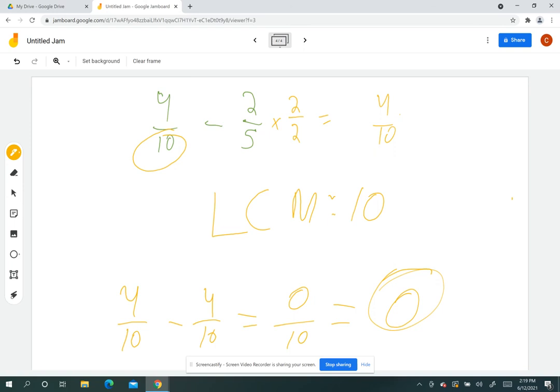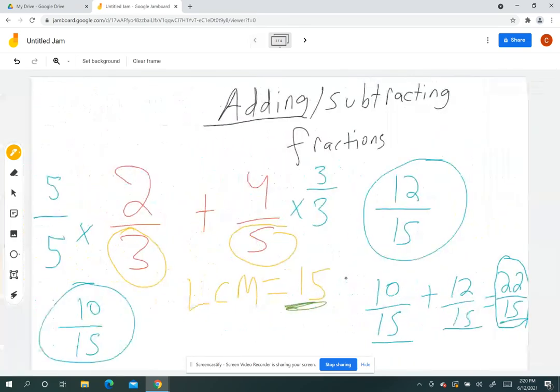So as you can see, when we subtract, we also do the same thing we did when we add. Obviously, at the end, we just subtract. So we find our least common multiple, we multiply our fractions so each denominator is the least common multiple. I always remember what I do to the bottom, I must do to the top. I then use my new fractions, and I either add or subtract them, depending on what I'm being told to do, and then I have my final answer. And that's essentially adding and subtracting fractions.